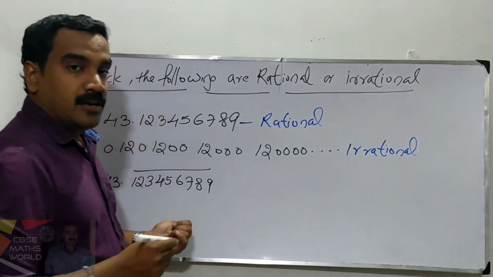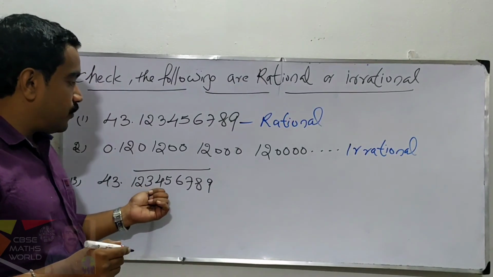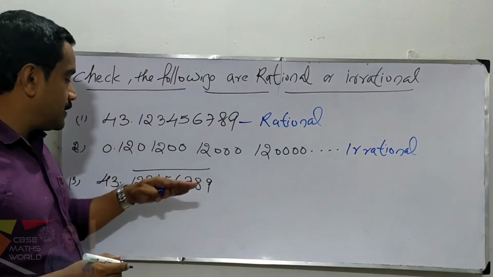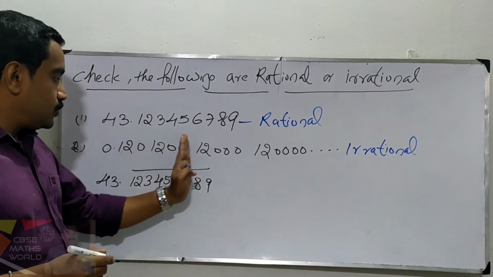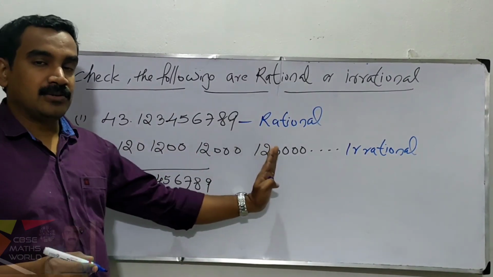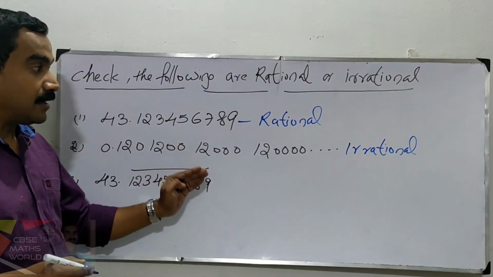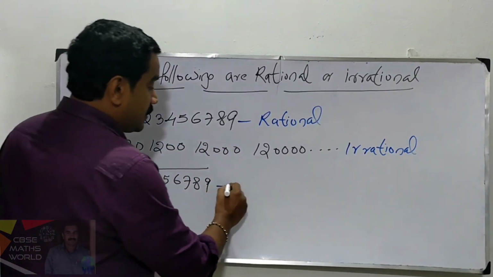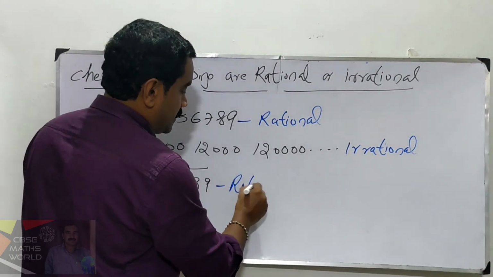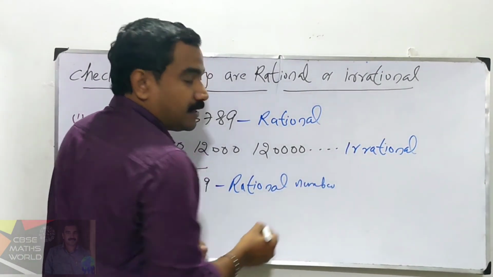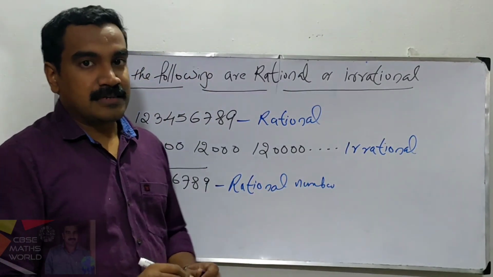Look at the third question. 43.123456789 with a bar. What is the meaning of this bar? Bar means it's repeating. That is again 1, 2, 3, 4, 5, 6, 7, 8, 9. So it is non-terminating, but it is repeating. That's why it is a rational number. These are the problems from this chapter. Thanks for watching.